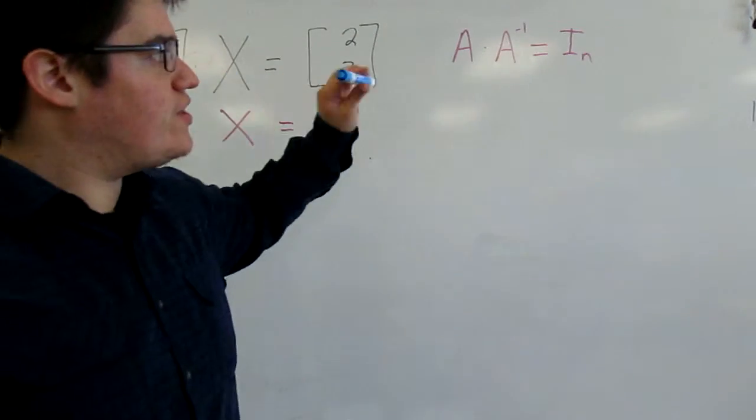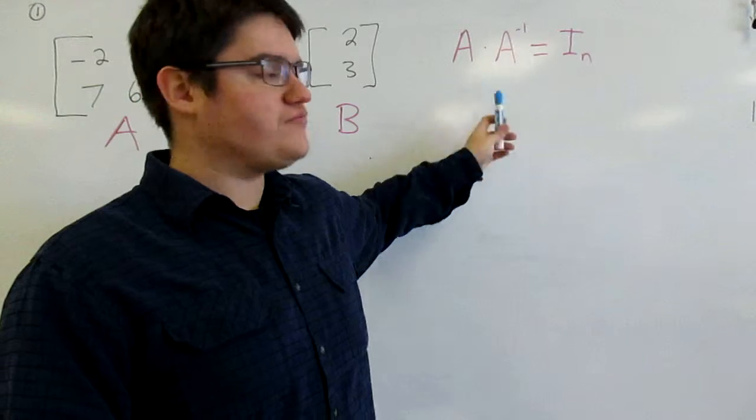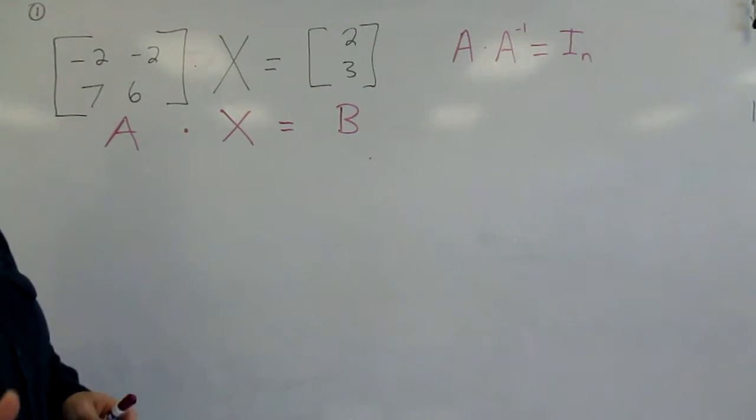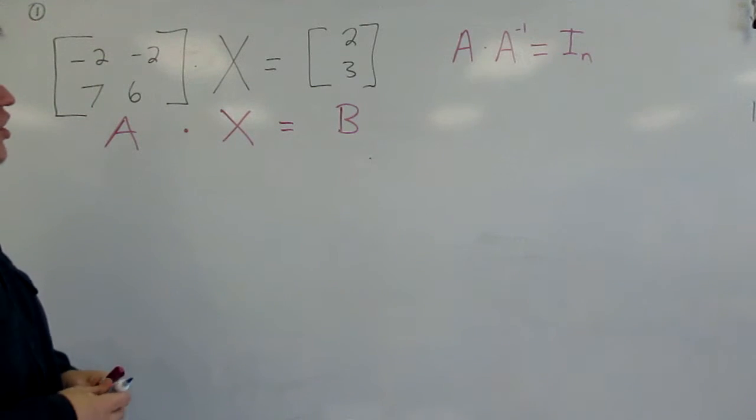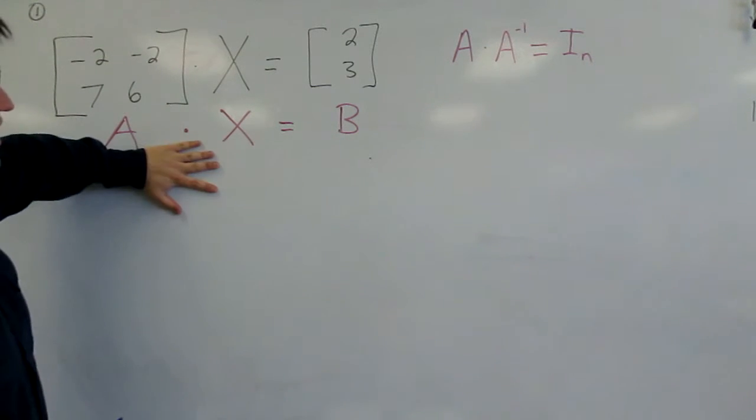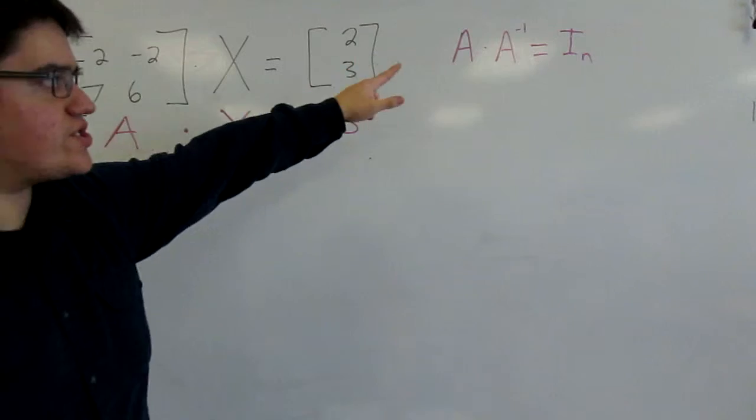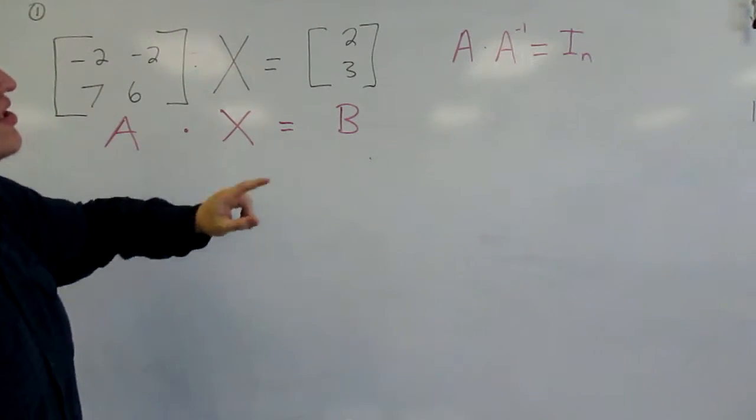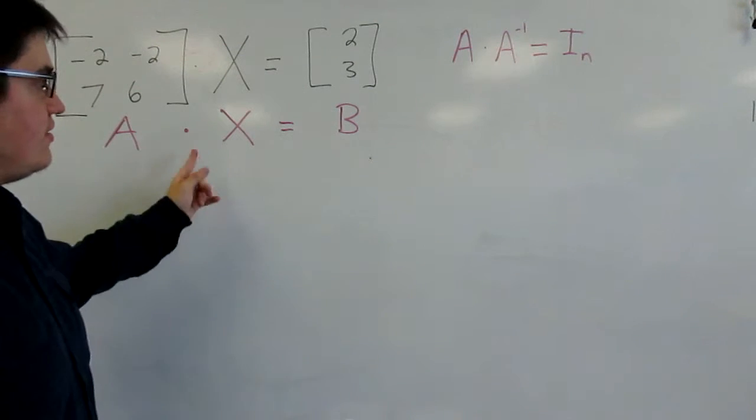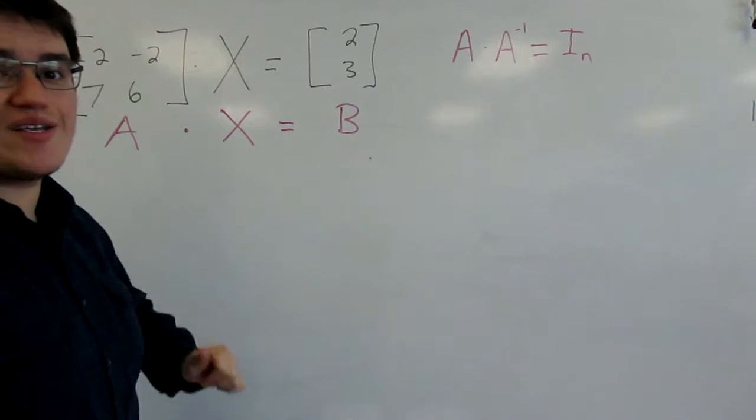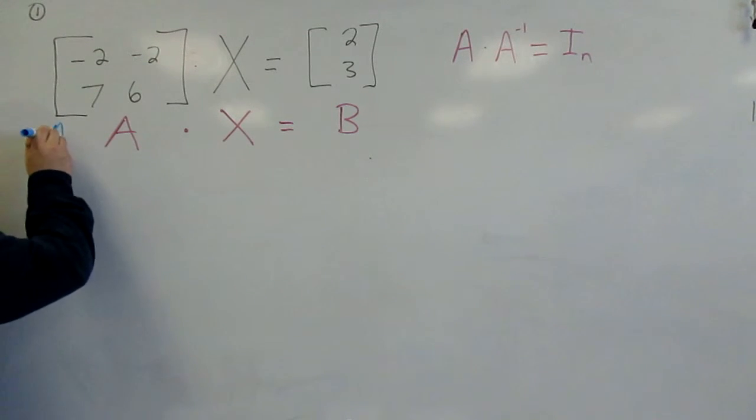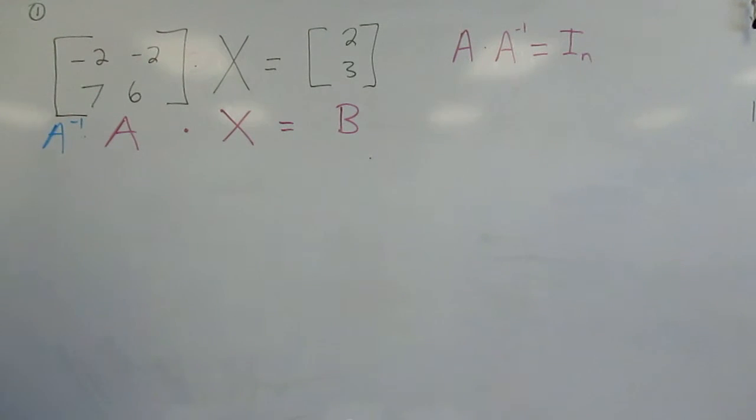So if we keep this in mind, we can come back to here. Because again, we can't divide by matrices. So if I were to multiply this by A inverse, A would cancel out. We'd be left with the identity. That's like multiplying by X, X would be by itself. So I'm going to multiply this side by A inverse.